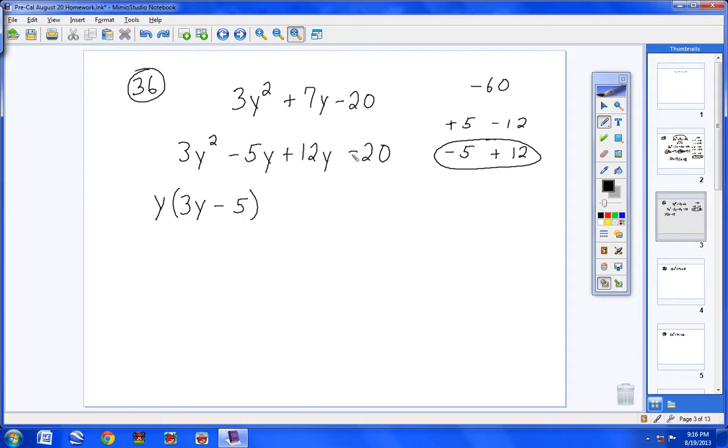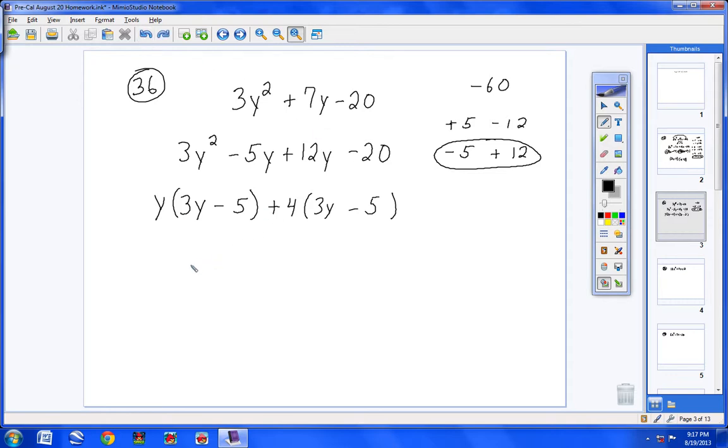Okay? Now let's look at our last two terms over here. What number could I pull out of 12 and 20, the largest number? Well, the largest number that goes into both of these is 4. Okay? So I know I can factor out a 4, and there's not a y in both terms, so I cannot factor out a y, but I can factor out a 4. So we'll put a 4 here. 4 times 3y is 12y, and then 4 times negative 5, correct? 4 times negative 5 is negative 20.